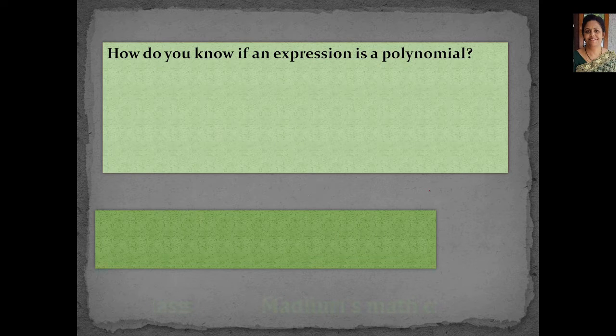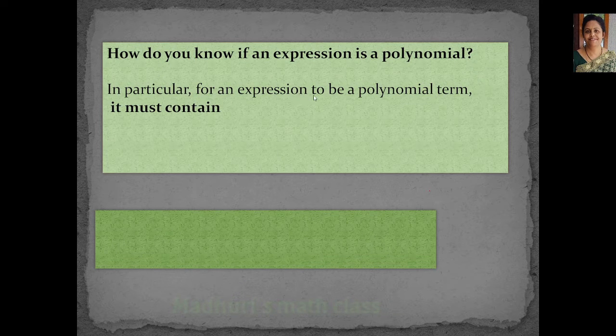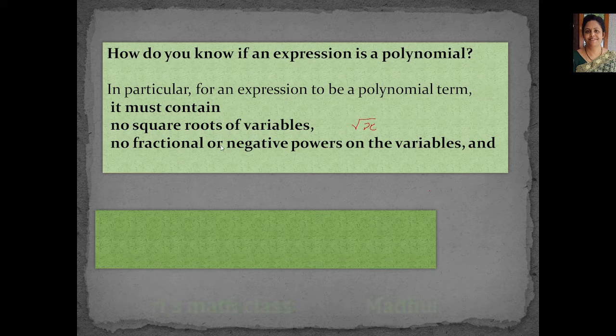Next, how do you know if an expression is a polynomial? You learned about algebraic expressions. So now, how do you know that an expression is a polynomial? For an expression to be a polynomial, it must contain no square root of variables. So square root of variables should not be there in the polynomial. Then no fractional or negative powers on the variables. So here the power of the variables should not be negative or fractional.